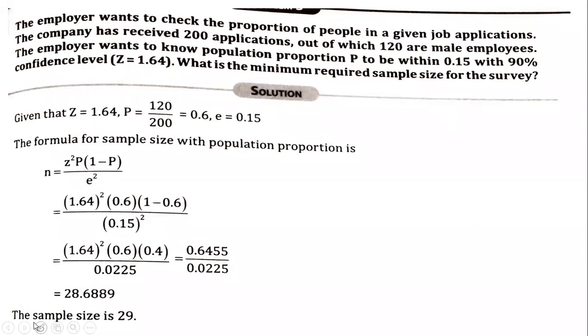Okay, now the next problem. The employer wants to check the proportion of people. Now, if you understand, until now we solved the problems where the standard deviation was given directly. That was type 1 problem. Now the next type of problem is when the population proportion will be given to us, and we have to find the sample size for the population proportion. So let us read the question.